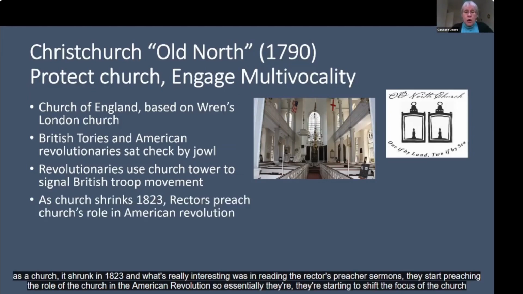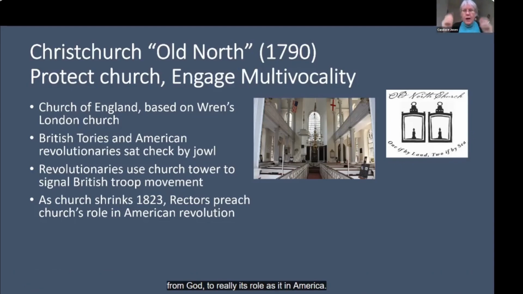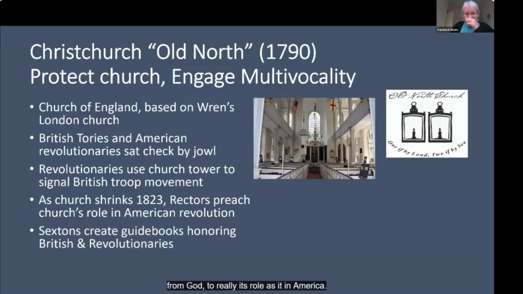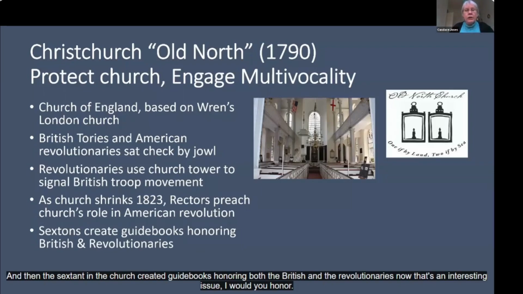As a church, it shrunk in 1823. And what's really interesting was in reading the rector's sermons, they start preaching the role of the church in the American Revolution. So essentially, they're starting to shift the focus of the church from God to really its role in America. And then the sextons in the church created guidebooks honoring both the British and the revolutionaries. Now that's an interesting issue. Why would you honor the people apparently that you had booted out, which are the British, but they chose to do that, which is part of the multivocality.